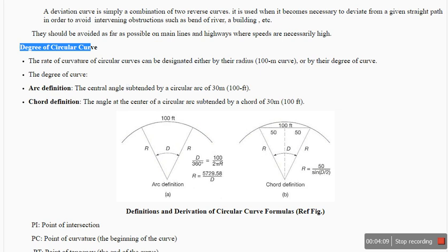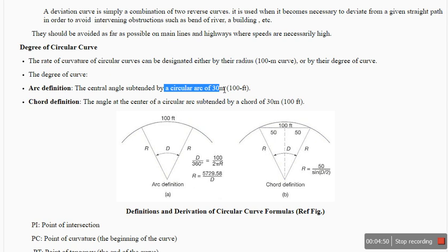These are the normal definitions which we come across in curves. So what is meant by an arc? The central angle subtended by an arc of 20 meters is called, in some textbooks it is written as 20 meters, but normally 30 meters. So 30 meters chord subtends some arc, so that is the angle subtended by the 30 meters length, which is called an arc.